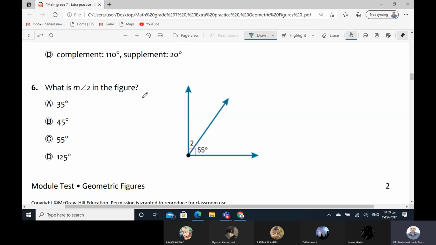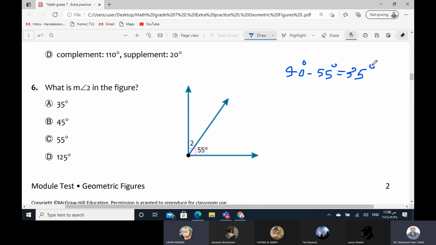Then, what is the measure of angle 2 in this figure? As you see here, we have a right angle. Here, the part of this angle will be 55, and we want to find 2. Start please and tell me what is the value of this measure. Maybe 35 degrees. Why? Because 55 plus 35 equals 90 degrees. Great. So this is a right angle, 90 minus this part, minus 55, equals 35.